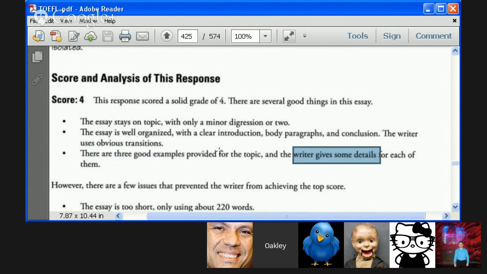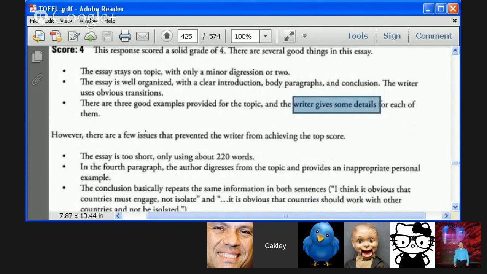You make a point, you add some detail, possibly an example. You make another paragraph, make your point in the first sentence, add some detail, possibly an example. That's it. So that's what they like.